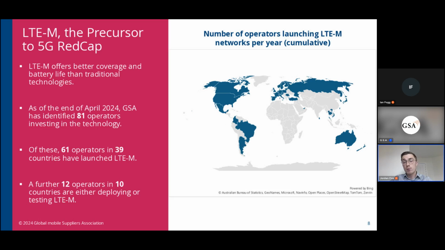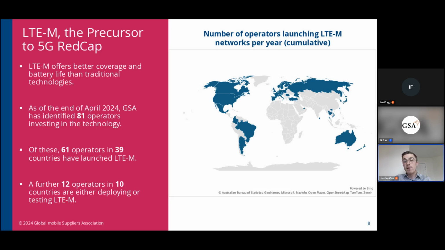And as of the end of April 2024, the GSA has identified 61 operators in 39 countries that have launched LTE-M technology, examples of which include Spark in New Zealand, Telia in Norway, NTT Docomo in Japan, and Movistar in Colombia. And additionally, a further 12 operators in 10 countries are either deploying or testing LTE-M technology, such as MTN in South Africa and Far East One in Taiwan, indicating continued growth into the near future at least.